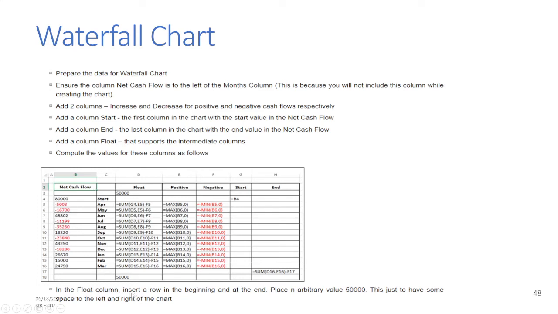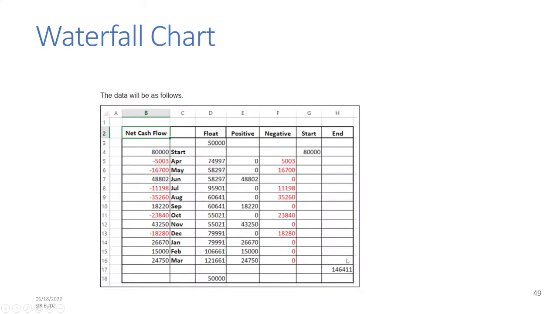In the float column, insert a row in the beginning and at the end. Place an arbitrary value 50,000. So this one. This just has to have some space to the left and right of the chart. The data will be as follows. So this will be the data.